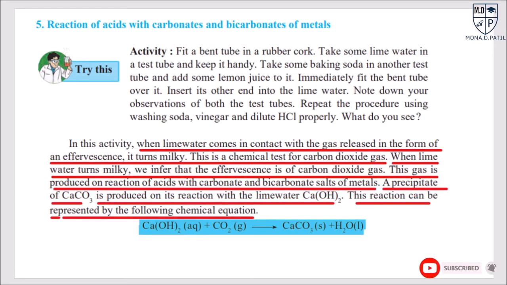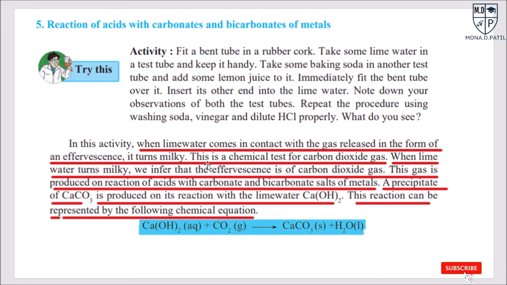Then here, reaction of acid with carbonate and bicarbonate of metal. In this activity, what type of activity has been taken? Fit a bent tube in a rubber cork, take some lime water in a test tube and keep it handy. Take some baking soda in another test tube and add some lemon juice to it. Immediately fit the bent tube over it and insert the other end into the lime water. So what you will observe in both the test tubes? Repeat the procedure using washing soda, vinegar and dilute HCl.